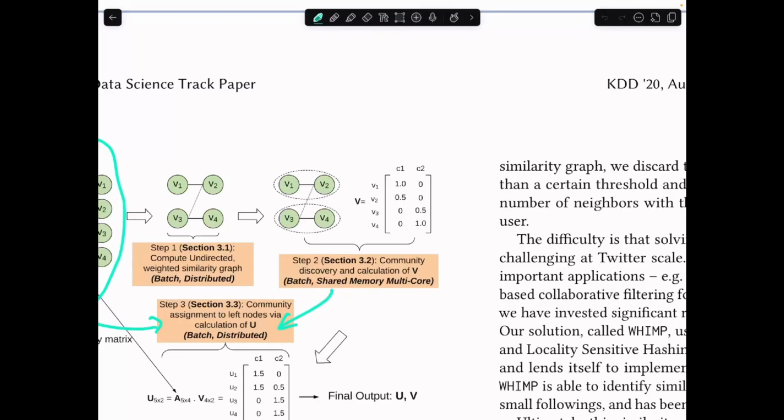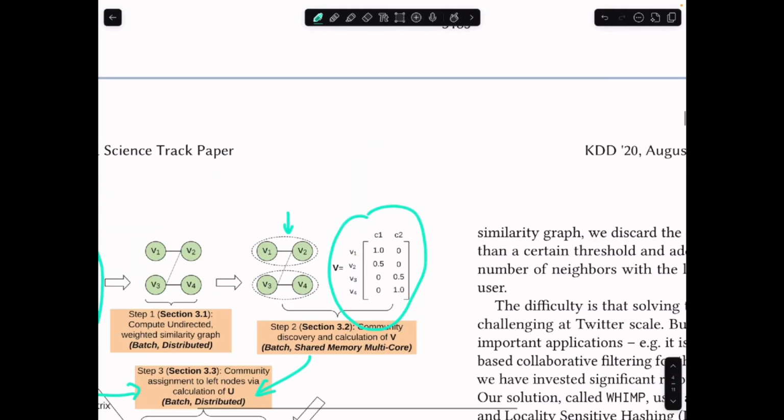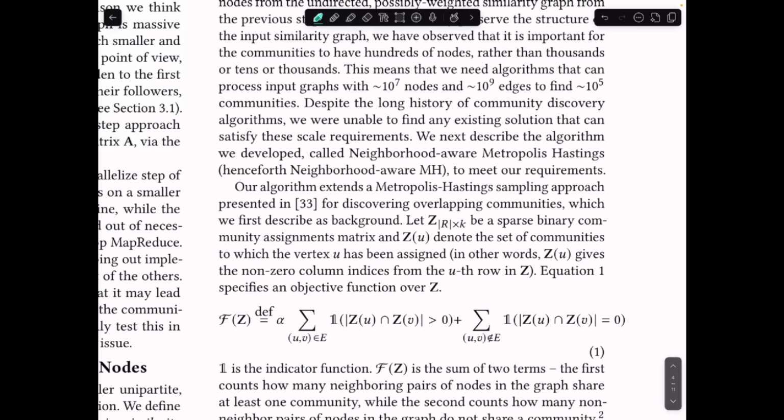Now let's talk about step 2. Step 2 takes this unipartite graph and gets the representation for the producers. As you can see here, the rows are the producers and the columns are the communities that SimCluster returned to represent this producer. So how do we do that?